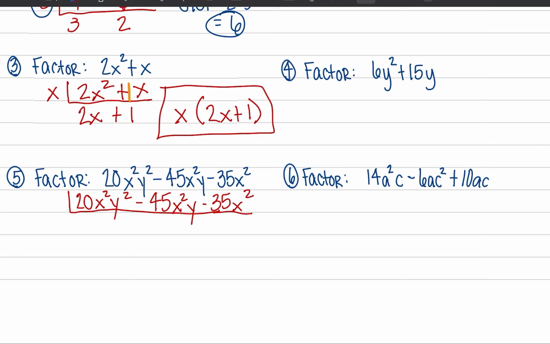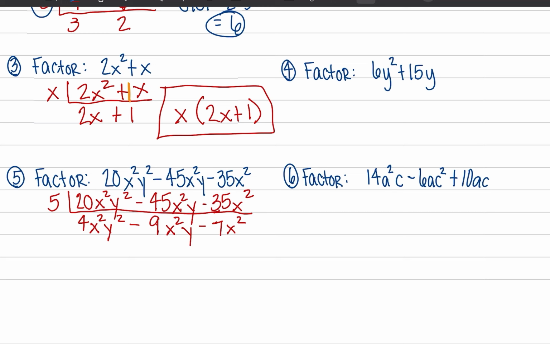The most important thing is to make sure that you're bringing down everything that we haven't taken out yet or divided out yet. So first, I'm not even worried about the letters. I'm just looking at the numbers. I've got 20, 45, and 35. So I know at least I can divide out a 5 from each term, so I'm going to use that as my starting point. 20 divided by 5 gives me 4. I'm going to bring down everything else attached. 45 divided by 5 gives me 9. And 35 divided by 5 gives me 7.